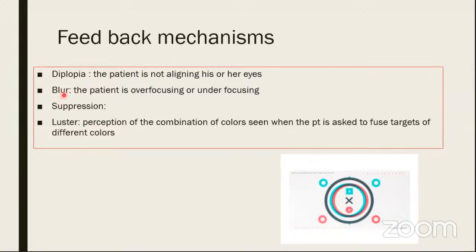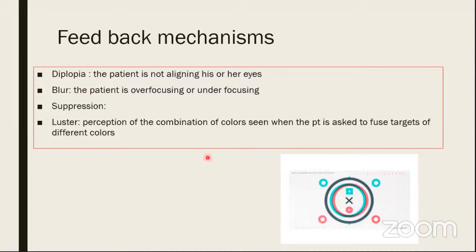Okay, and blur. If the patient is appreciating blur, what does it signify? That the patient is over focusing or under focusing. So if the patient sees blurring of, let's say, these targets, okay, so this is a tranaglyph, blurring of these targets, it signifies that the patient's visual system is over focusing or under focusing. And suppression.